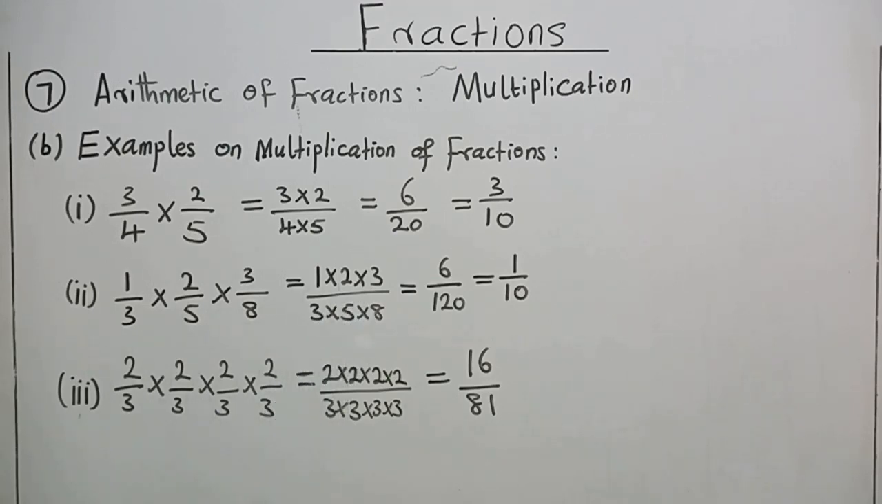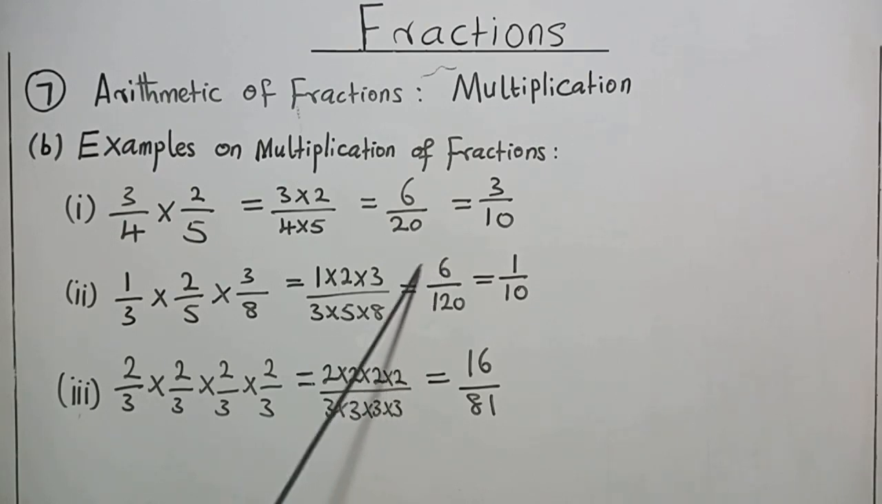It is now time to offer answers to the multiplications of numerators and denominators. 1 times 2 is 2. 2 times 3 is 6. 3 times 5 is 15. 15 times 8 is 120. Therefore, the result of this number operation is equal to 6 over 120.